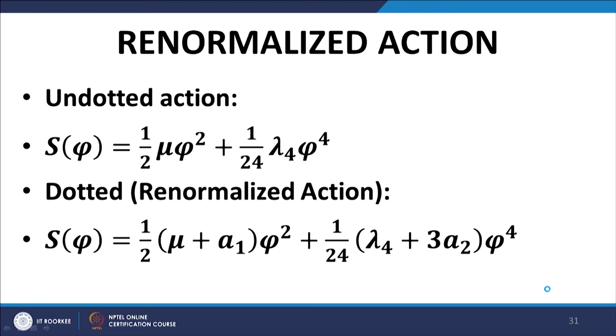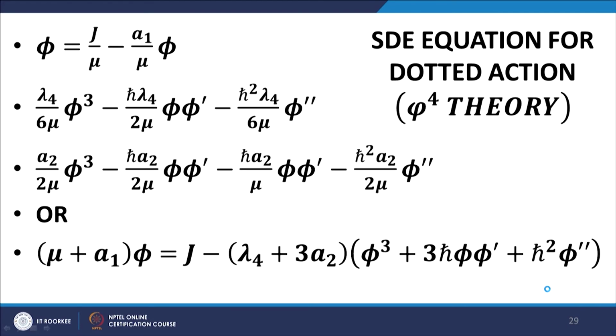This was the original equation. The upper equation was the original equation and the bottom equation is the renormalized action. The upper action is the original action, as you can very well see, and the bottom action is the renormalized action, which gives rise to this particular Schwinger-Dyson equation, the bottom Schwinger-Dyson equation.